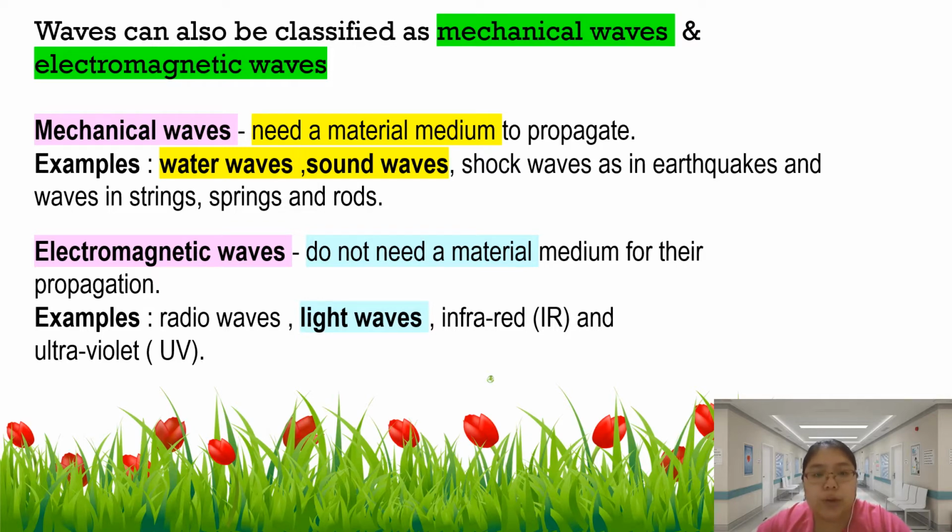Another one is the electromagnetic wave. It does not need a medium. Not needing a medium means that even in a vacuum, it can still travel. For example, here we have radio wave, light wave, infrared, and also ultraviolet. All of these mean there are no molecules, yet electromagnetic waves can still travel.